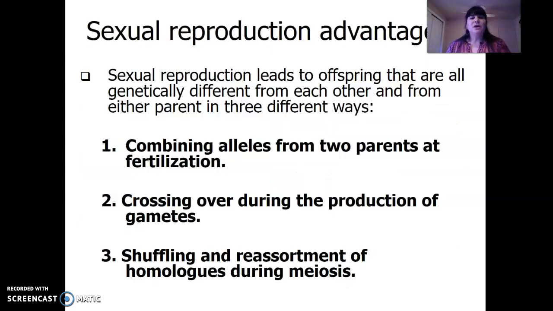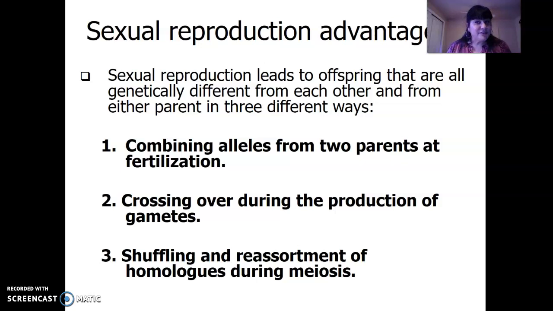All right, so sexual reproduction advantages. Sexual reproduction can be really dangerous. Like trying to find a mate can be dangerous. If you're a frog making calls, that's alerting the predators. It's hard to find a mate.